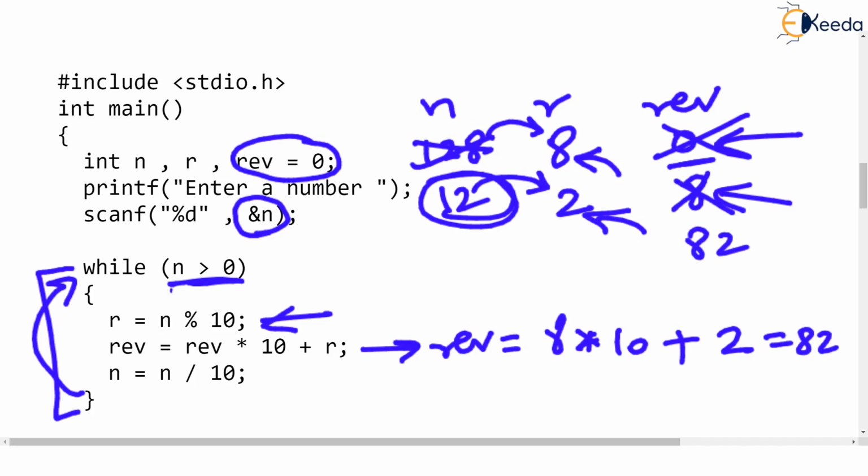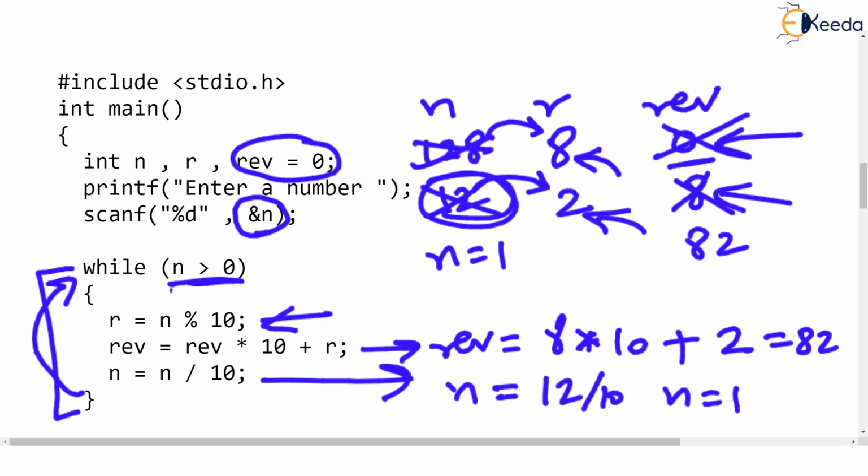Remember the number was 128. Now reverse is 82. And now you solve the next line. n is equal to n by 10. But n is already 12. 12 by 10 is 1. So the new value of n is 1. Okay.